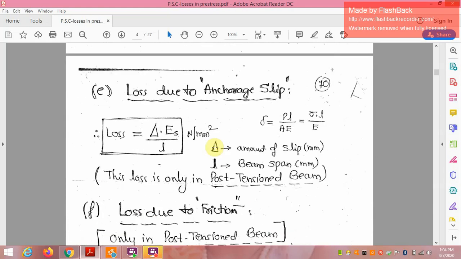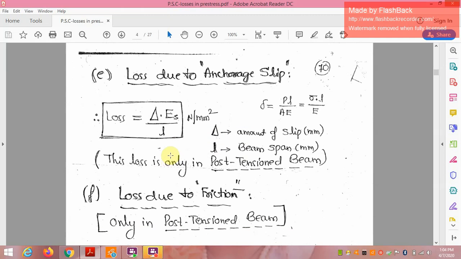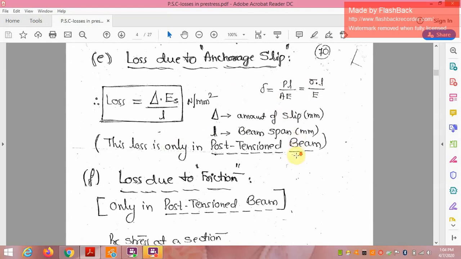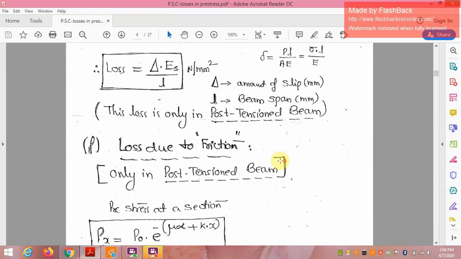Then loss due to relaxation is given as a percentage of initial pre-stress. Then loss due to anchor slip is given by delta into Es upon L. We know that delta is equal to PL upon AE. P upon A is nothing but stress, and L upon E remains the same. Therefore delta is the amount of slip in mm, and L is the length of the span of the beam.